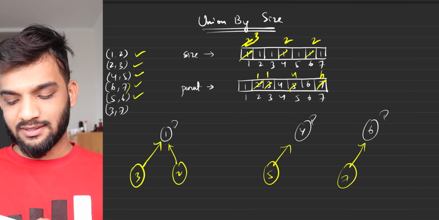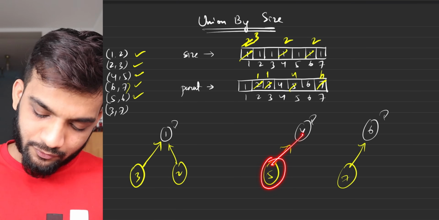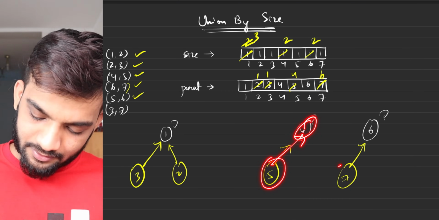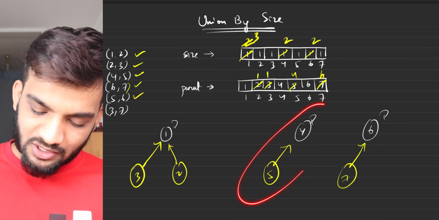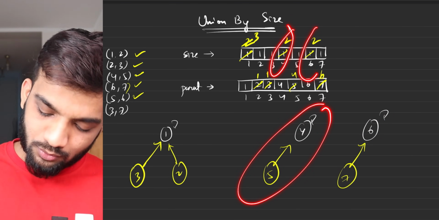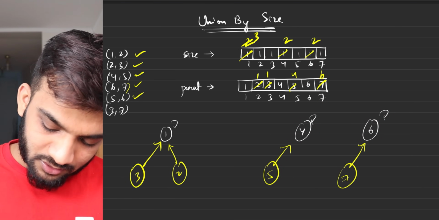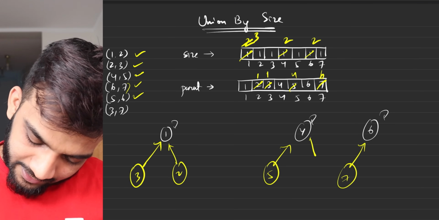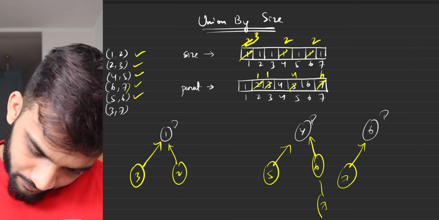Next is 5 comma 6. So where is 5? 5 is here with 4 and 6 is here. So both of them, if you see, are of size 2, size 2, same size. So what you'll do is probably you can take 6 and get attached to this. Done.